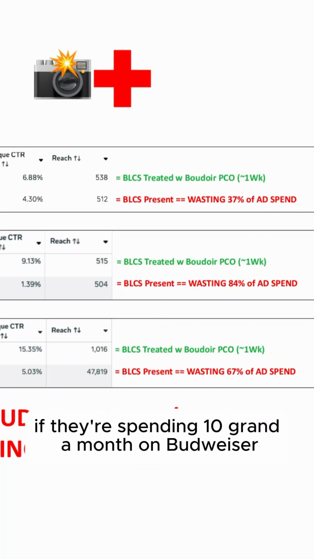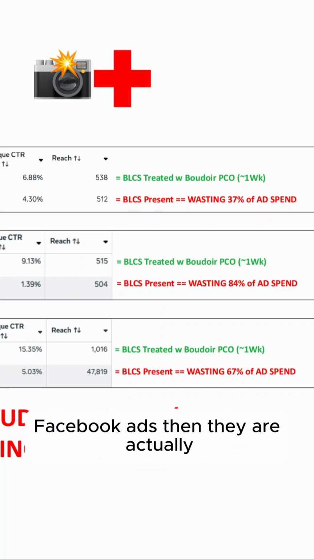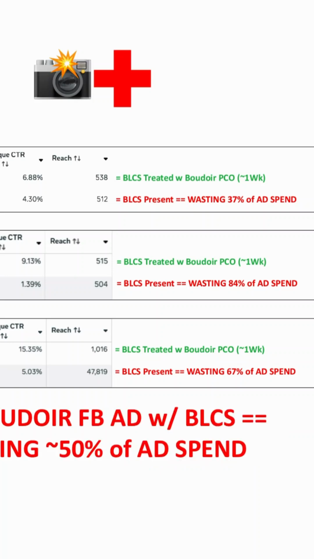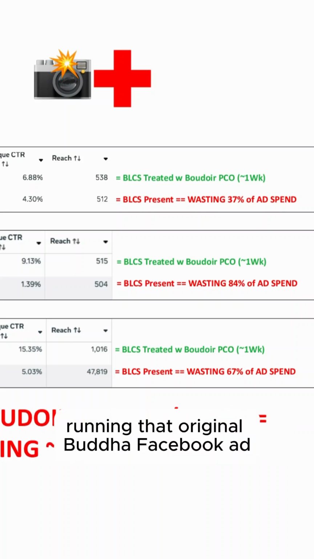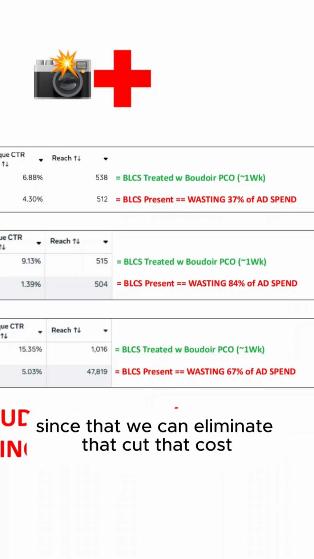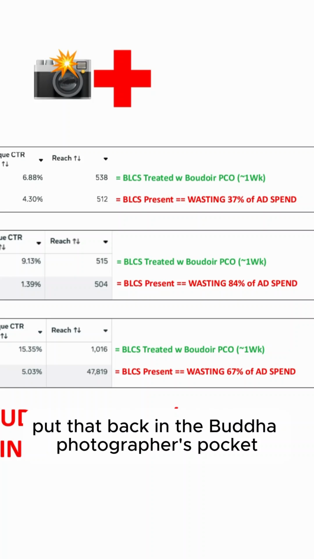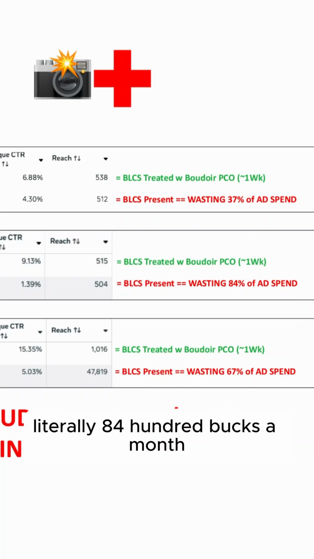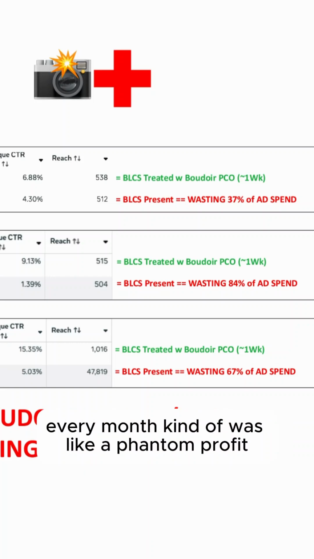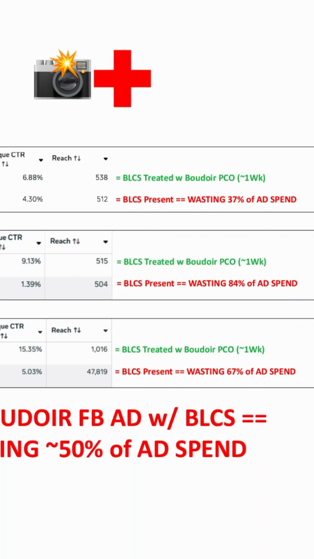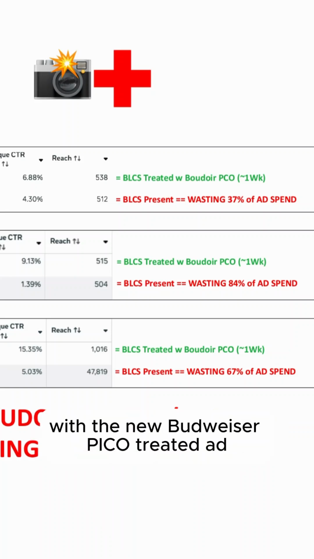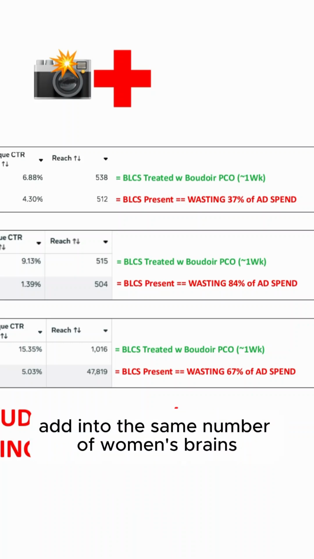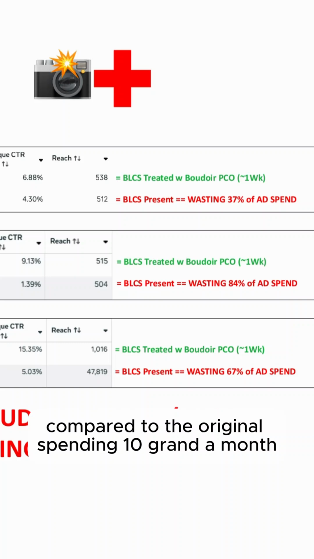So if they're spending 10 grand a month on Boudoir Facebook ads, then they are actually wasting $8,400 a month, every single month, running that original Boudoir Facebook ad. So instead we can eliminate that, cut that cost, put that back in the Boudoir photographer's pocket, literally $8,400 a month every month, kind of like a phantom profit. That'd be like 100 grand in the first year. And all we have to do is spend $1,600 a month with the new Boudoir Pico treated ad. And we're getting our ad into the same number of women's brains compared to the original spending 10 grand a month.